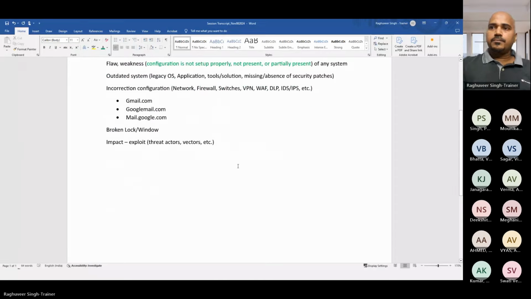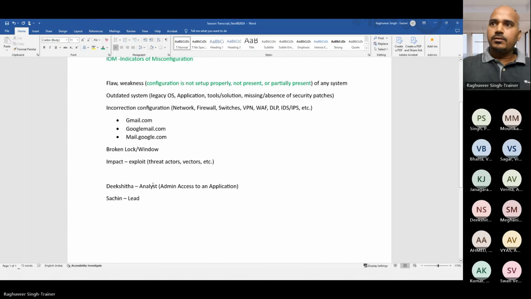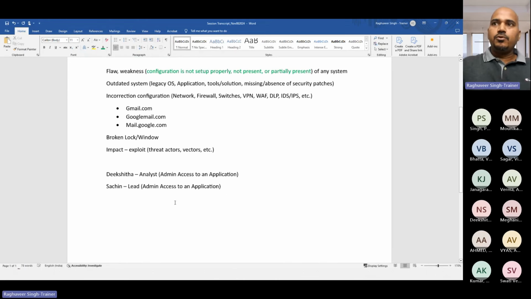Let's take an example here. Let's take a real-time example here. So I have Sachin. Sachin is a lead. And then let's say I have Dikshita. Dikshita is an analyst. Forgive me for incorrectly typing your name, Dikshita. So we have Dikshita, who is an analyst, and Sachin, who is a lead. Now both Dikshita and Sachin have admin access to a system. Admin access to an application. Both have admin access to an application.